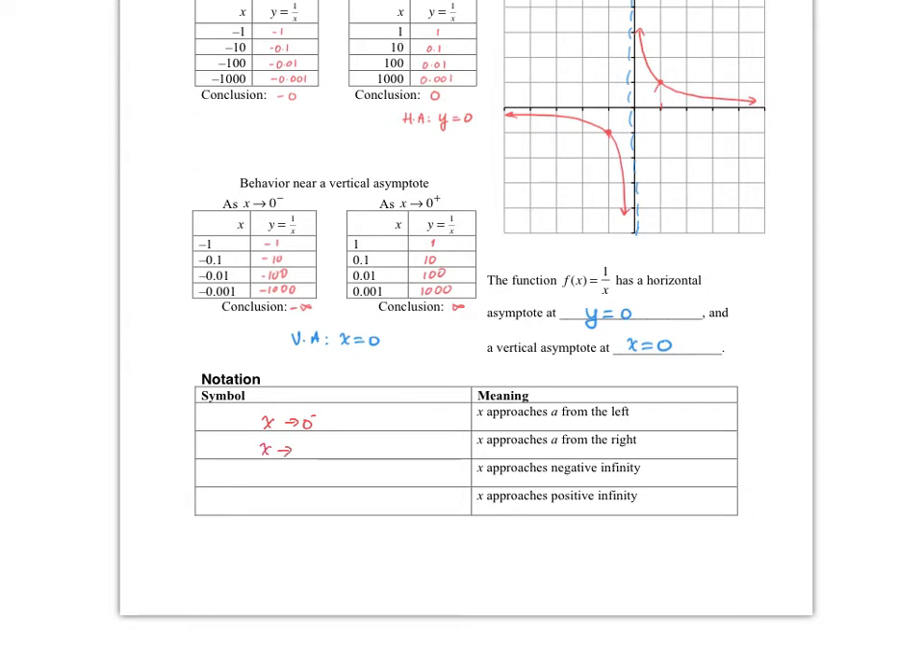This means x approaches 0 from the right. This is actually a notation from calculus. This means x goes to infinity, and this negative infinity, and this goes to infinity. Okay, so that's just the notation, which is kind of new.